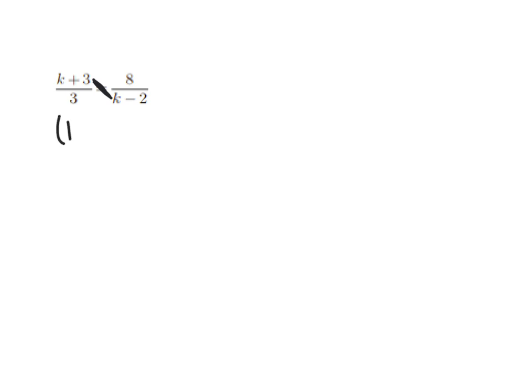So we're going to write that out. The quantity of k plus 3 times the quantity of k minus 2 equals, then go the other direction, 3 times 8 is 24. So now, on this equation, we're going to have to multiply on this left-hand side first.